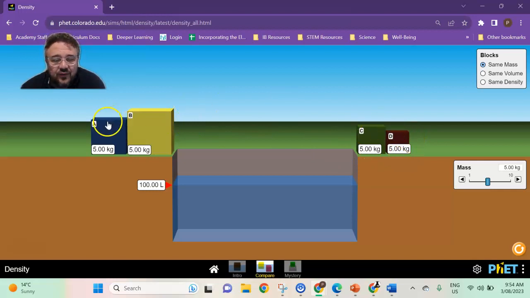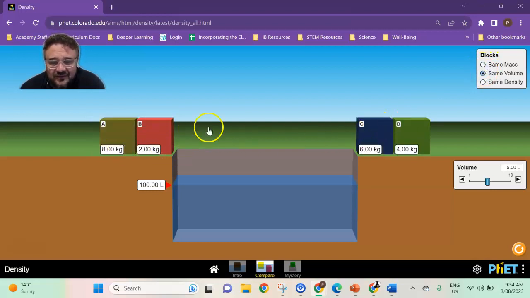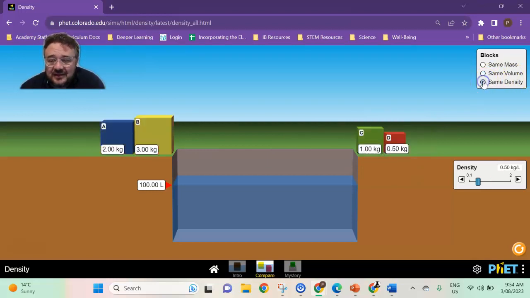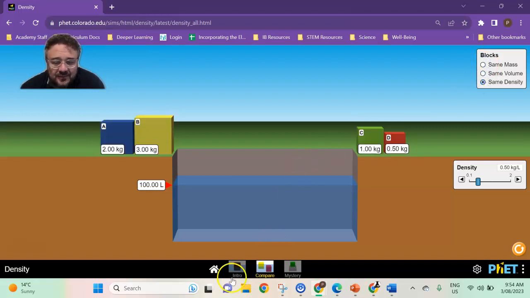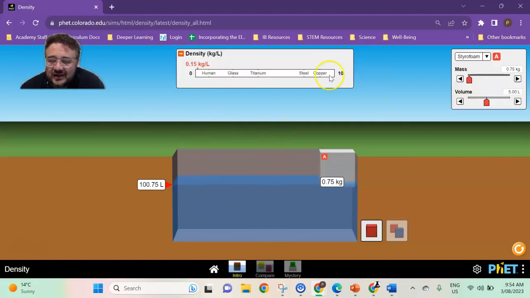So for example, here we have four unknown substances, and they have a mass right there, different volumes. So we can have it where we keep the mass the same, where we keep the volume the same. So now see how their masses have all changed, but the volumes are all identical to each other. Or we can set it up so that each box has the same density. And I want you to come up with your own experiment based on one of those if you have time at the end. However, we are going to start here.